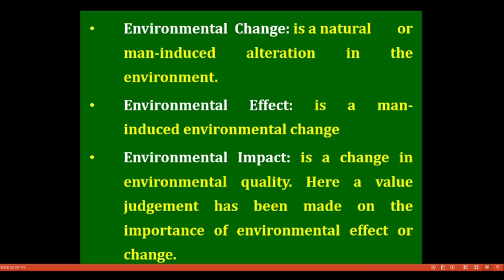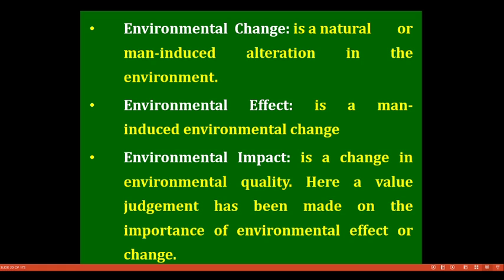Another term is environmental change. We are familiar with this term. When we use the term environmental change, it's a simple natural or man-made change in the environment. So it's actually a term used qualitatively, indicating change in the environment due to natural or man-made activity. Now we use another term, environmental effect. When you use the term effect, it's actually change in the environment due to man-made activity. It's again a qualitative term, but it's purely change in environment due to human activity, anthropogenic activity.